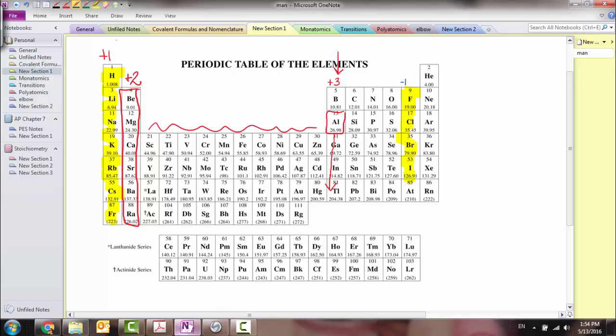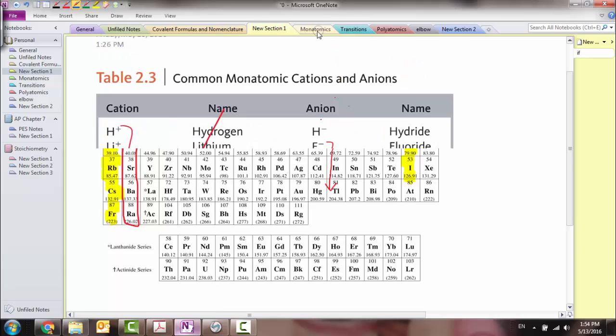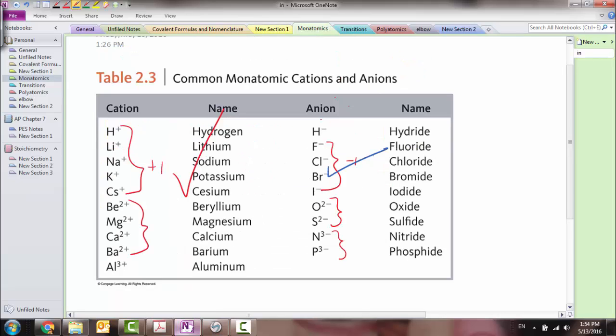And just like when we started on the left side and worked in, the charges increased, the magnitude increased, the same thing happens over here. So if this column is -1, the next column over is -2, and the next column over is -3. So we'll see that oxide and sulfide are -2, and then nitride and phosphide are -3. So that kind of takes care of that group, and that group.